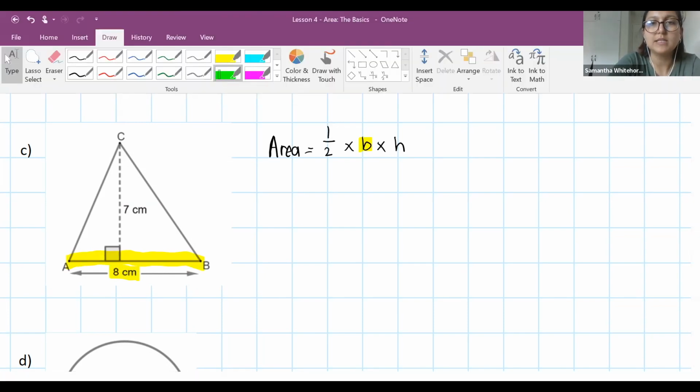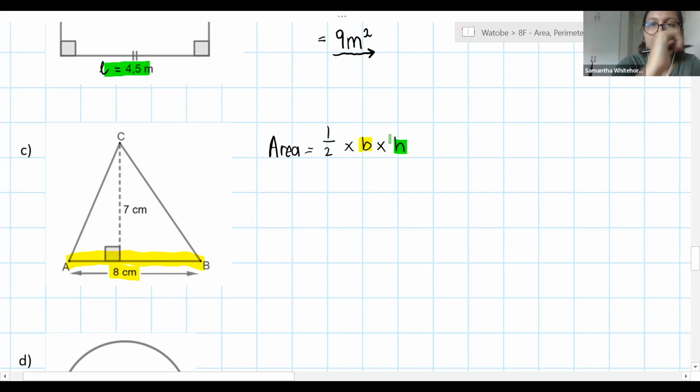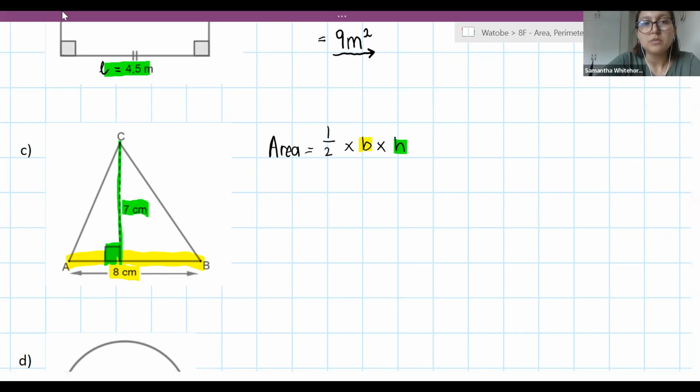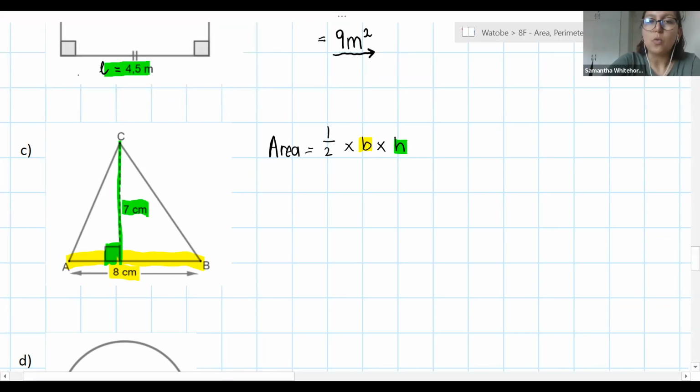And then the height is how tall the triangle is from its maximum point down to the base at a right angle. And we do know that. We've been given the perpendicular height here of 7 centimeters. So in terms of being able to work out the area, I have all of the information I need. So now I will say half times the base, which is 8, times the height, which is 7, and we get an answer of 28. And remember, it is units squared, so centimeters squared.